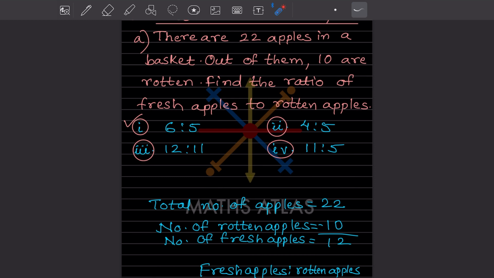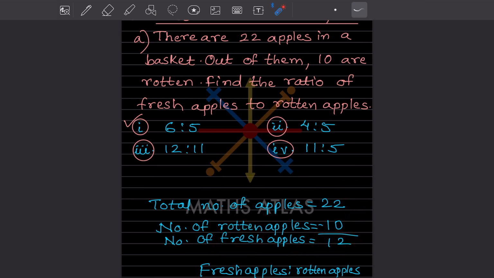So now what is given here? 22 apples are there. So total number of apples is 22. Out of that, what did they say? 10 are rotten. So 22 are there. Out of that, 10 are rotten means how many apples are fresh? Fresh ones are 12. When you subtract 22 minus 10, you get 12.